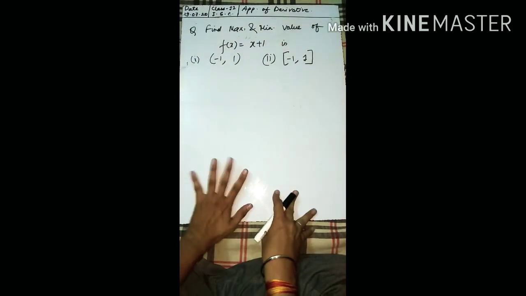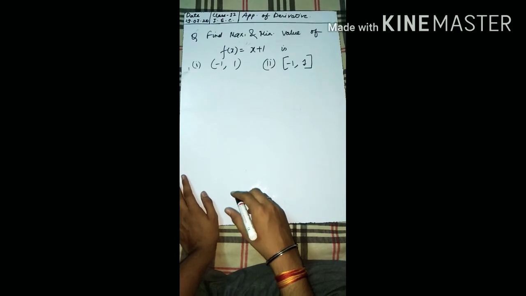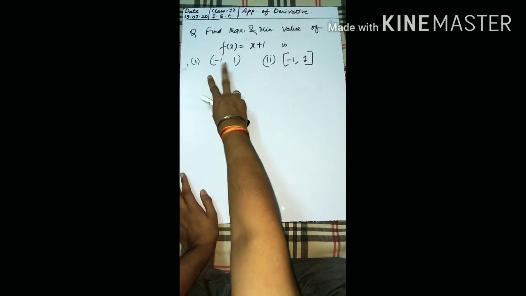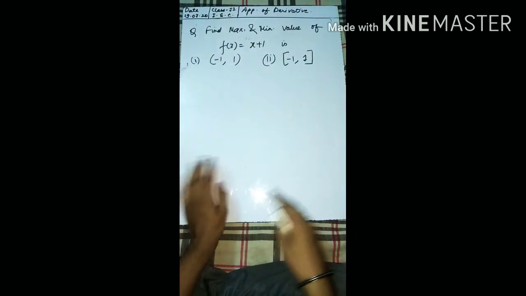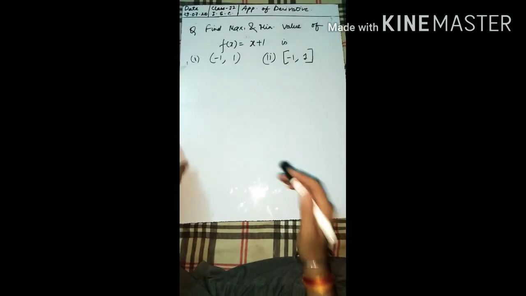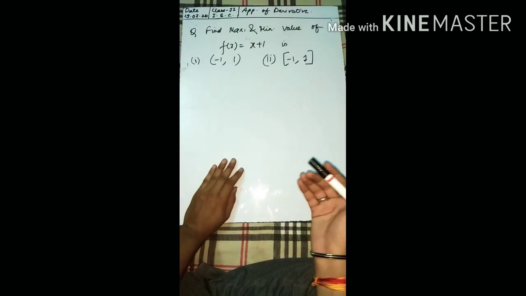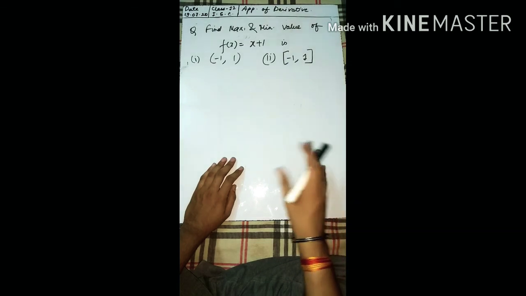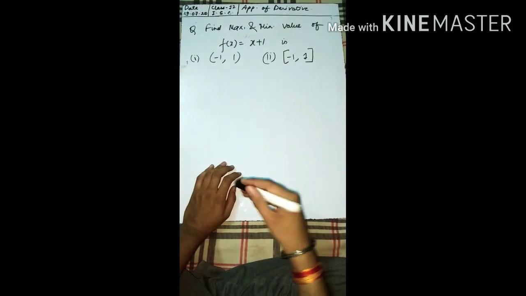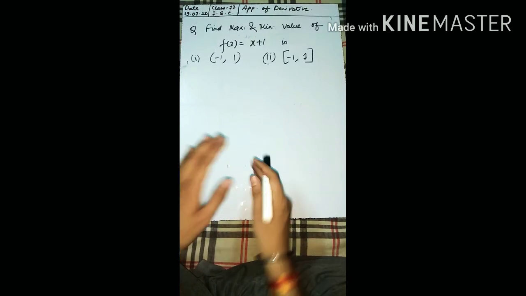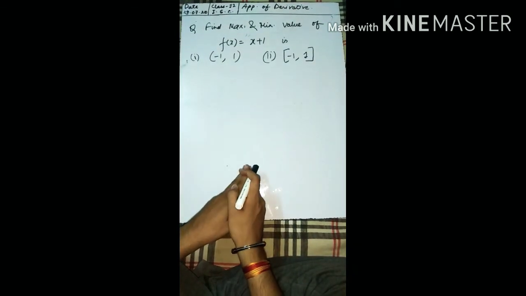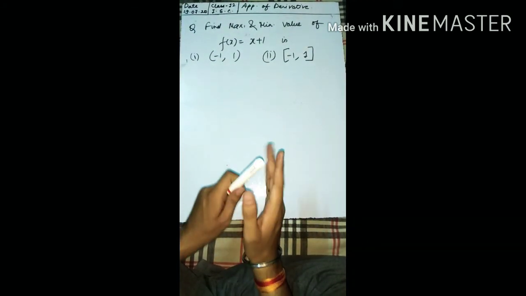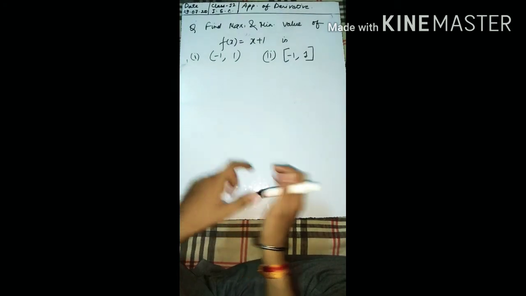The question says: find the maximum and minimum value of the function f(x) = x + 1 in the open interval (-1, 1) and the closed interval [-1, 1]. Now please focus here on what the criteria or working rule is for finding the maximum and minimum value of any function. Before starting any question, you need to fix something in your mind. The function which has a critical value, only then will it give you the maxima and minima. We need one critical value to get the absolute maxima and minima, and this is a fact.